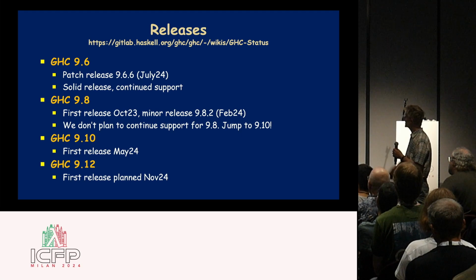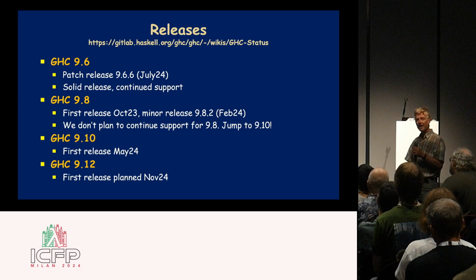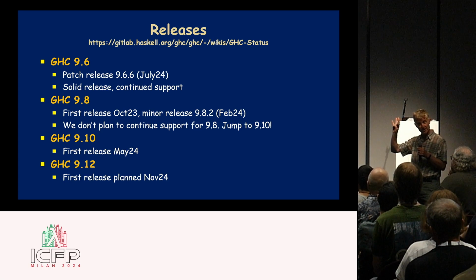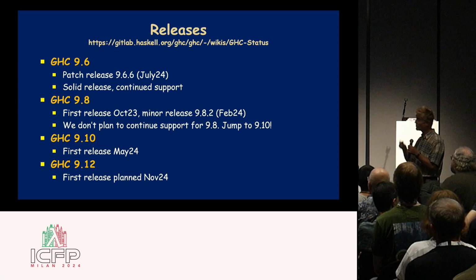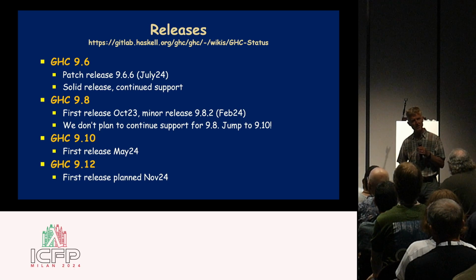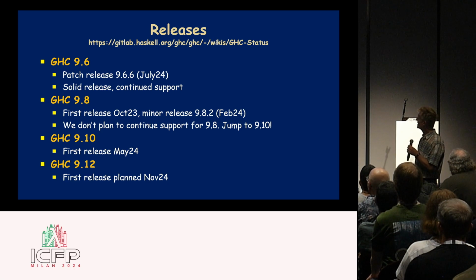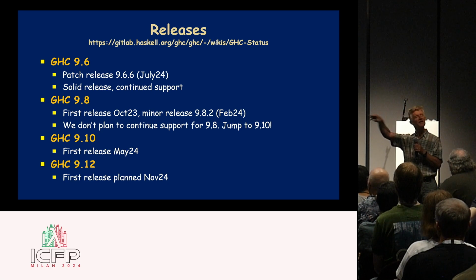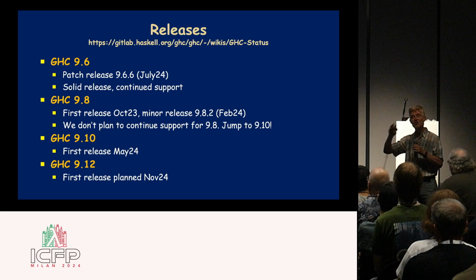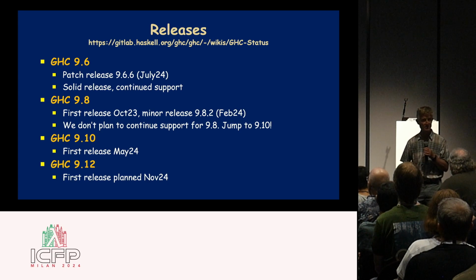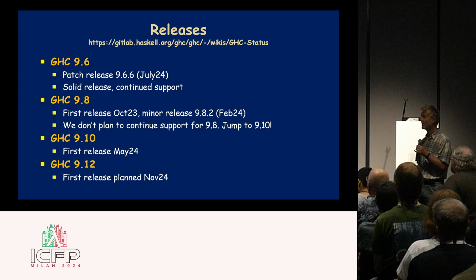9.10 actually came out in May, so I'm going to tell you a little bit about what's in that. And 9.12, we're planning to fork the tree soon, in September, and planning to make a release in November or thereabouts. I'm going to tell you a bit about what's going to be in that as well. So that's the plan for the release schedule. Still currently two a year, and we're trying to be transparent about which ones we're not going to keep patching. The trouble is we can't maintain too many active branches at a time. There's a maintenance burden to make releases. So we're trying to be clear about what we're not doing.